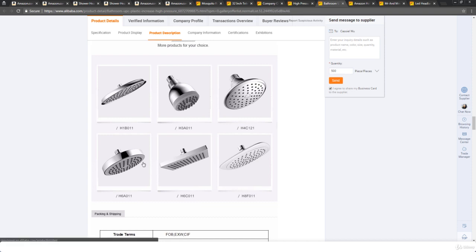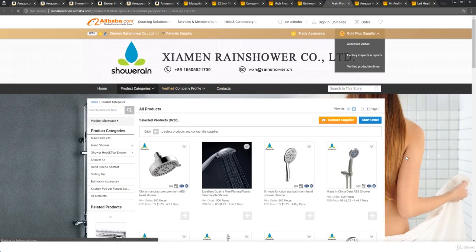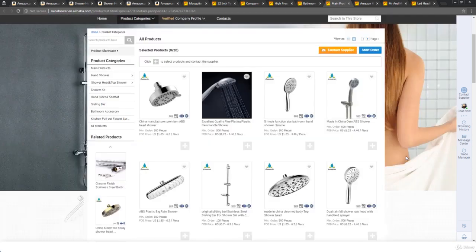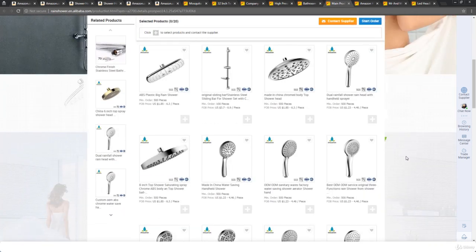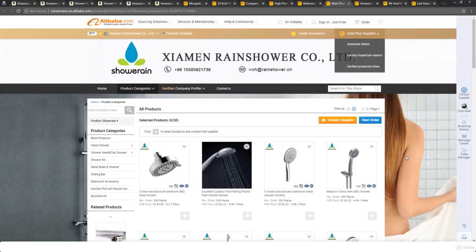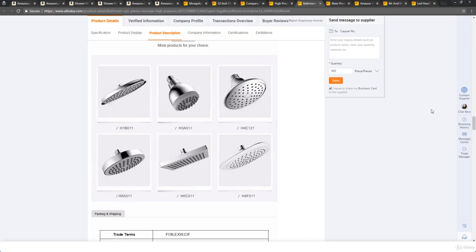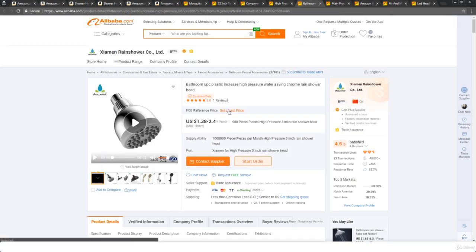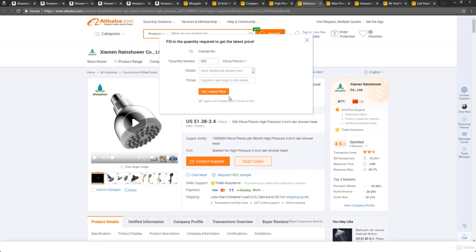Here is the one that we looked at again a moment ago on Amazon. And here's the seller's website, this company's website. And as you can see, they do a lot of shower heads and the prices all look pretty good as well. So yeah, this is one that I would go ahead with. I would go ahead with contacting them. Contact Supplier or get latest price. Get latest price is fine as well.